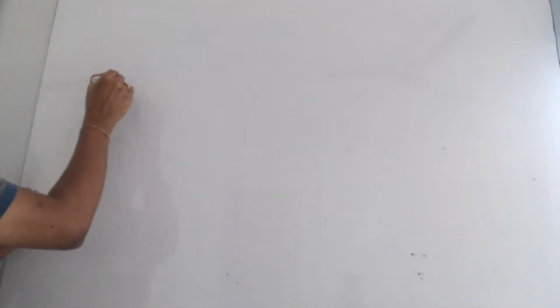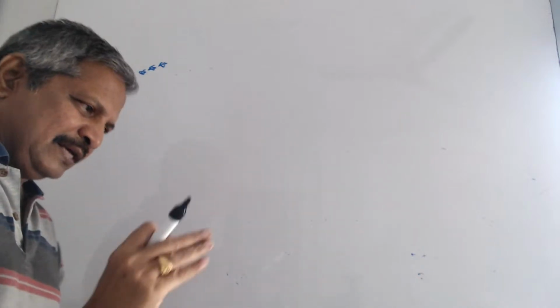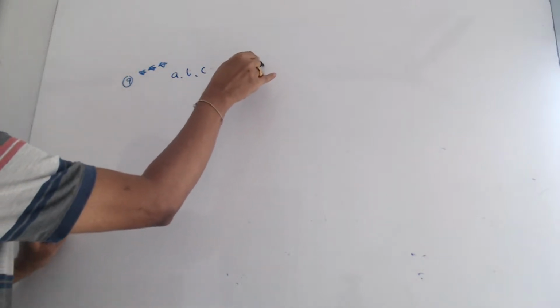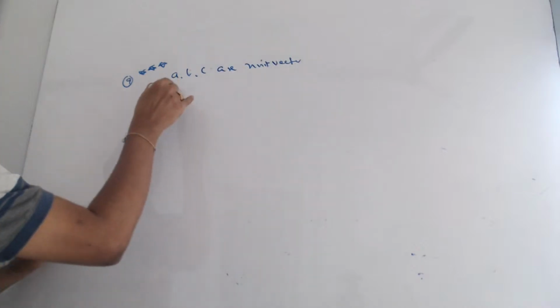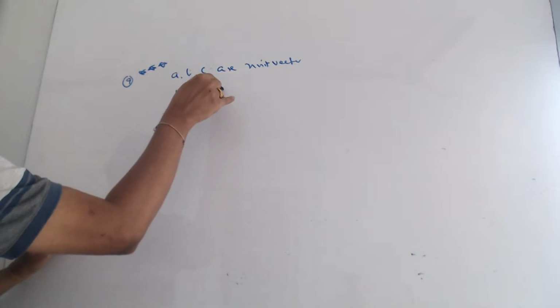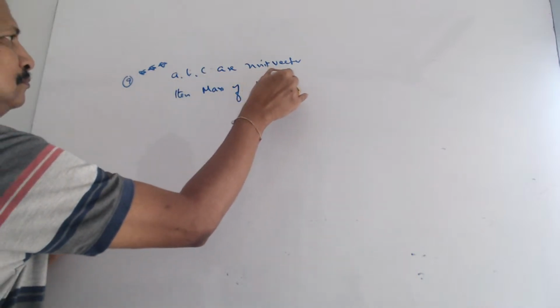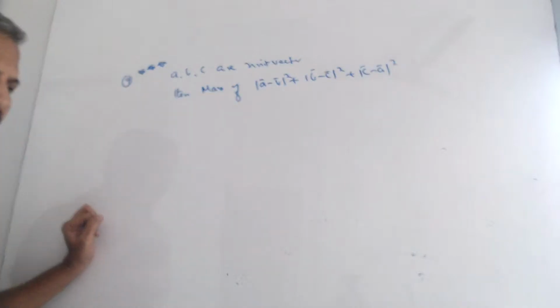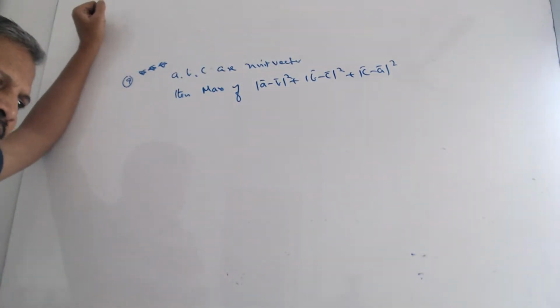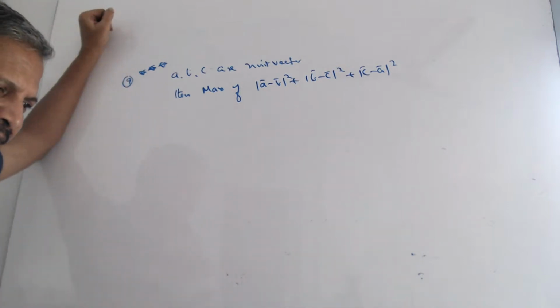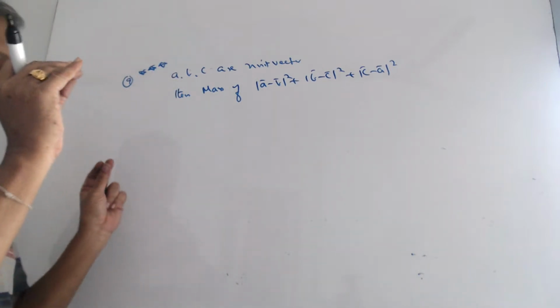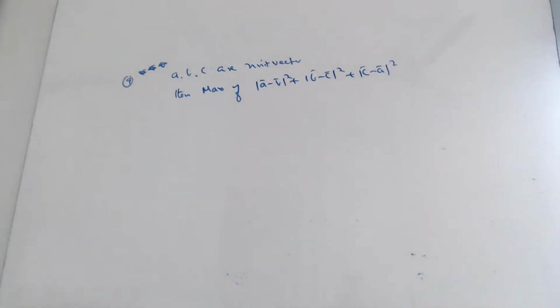Now, one of the two important problems. Previous mains question. A, B, C are unit vectors, then the maximum value of A minus B whole square, B minus C whole square, C minus A whole square. I am repeating again: A, B, C are unit vectors. Then what is the maximum value of A minus B whole square plus B minus C whole square plus C minus A whole square? What to do?